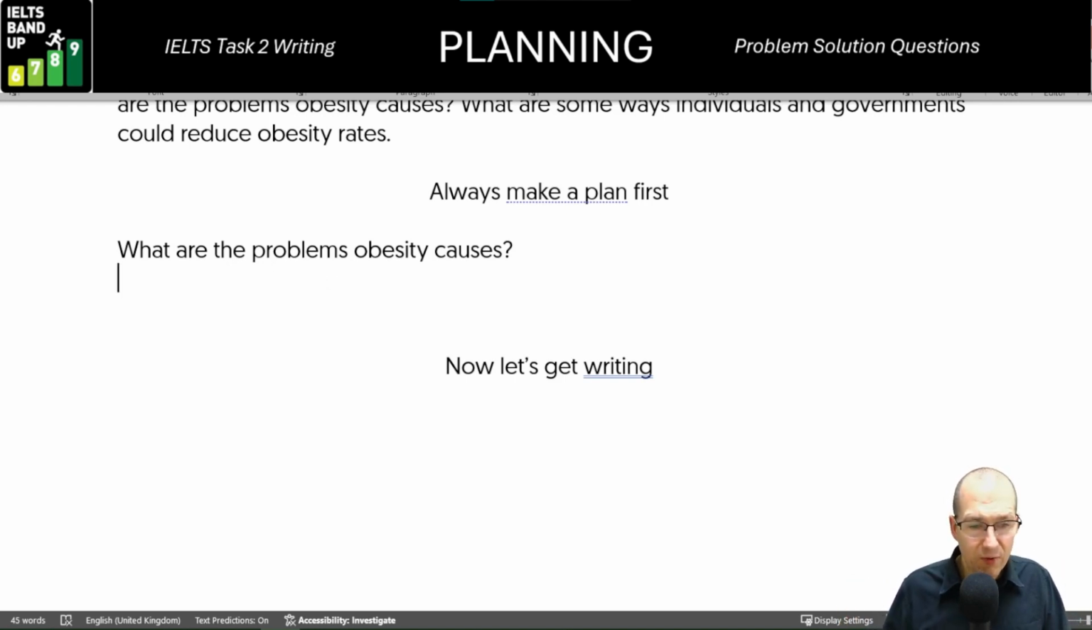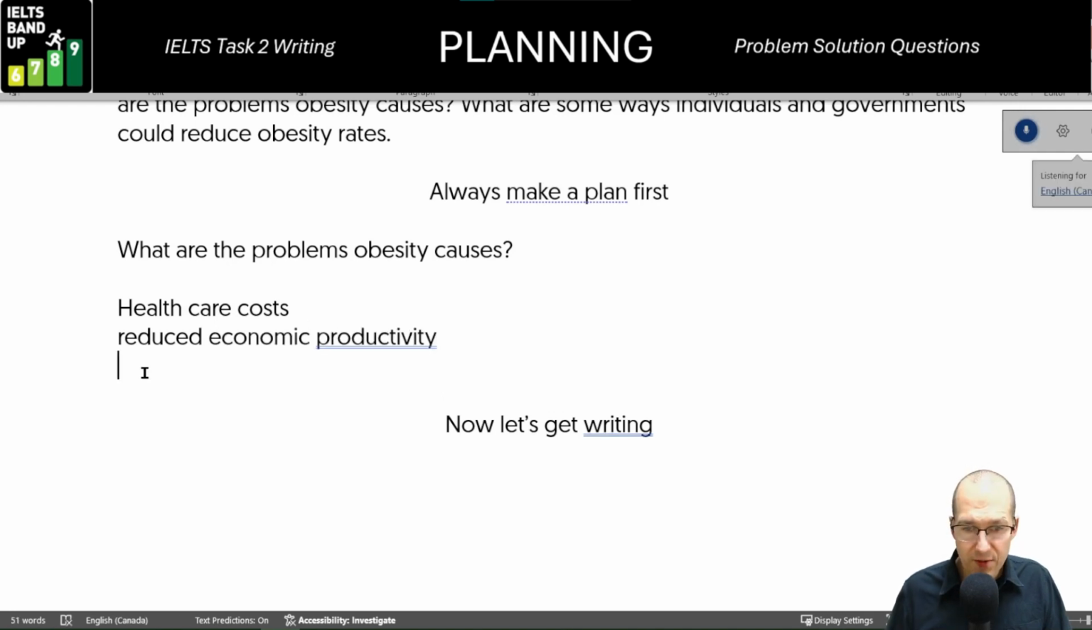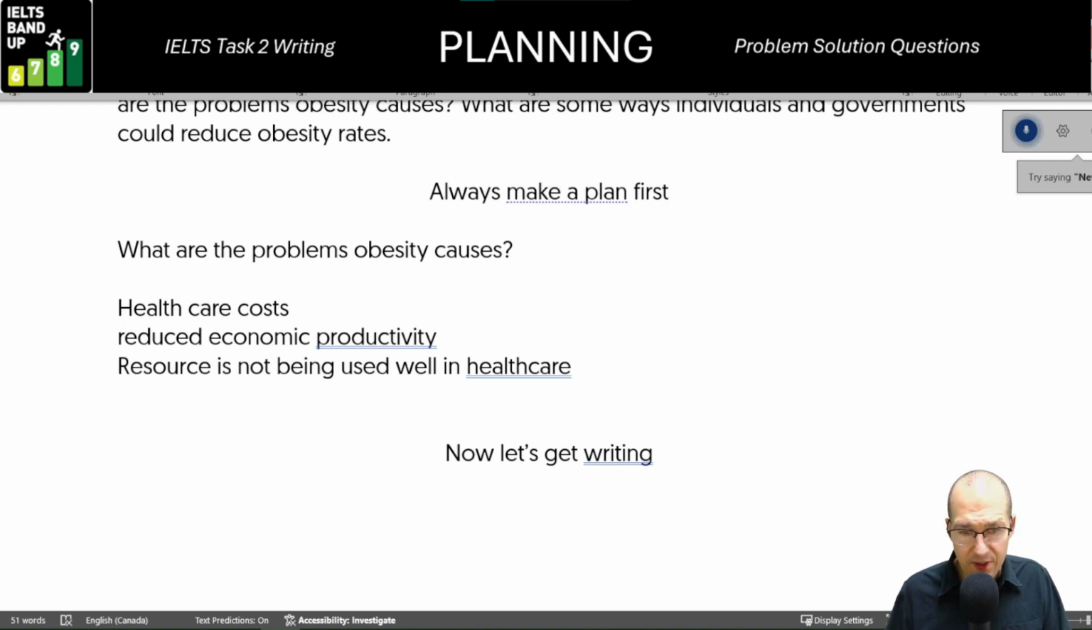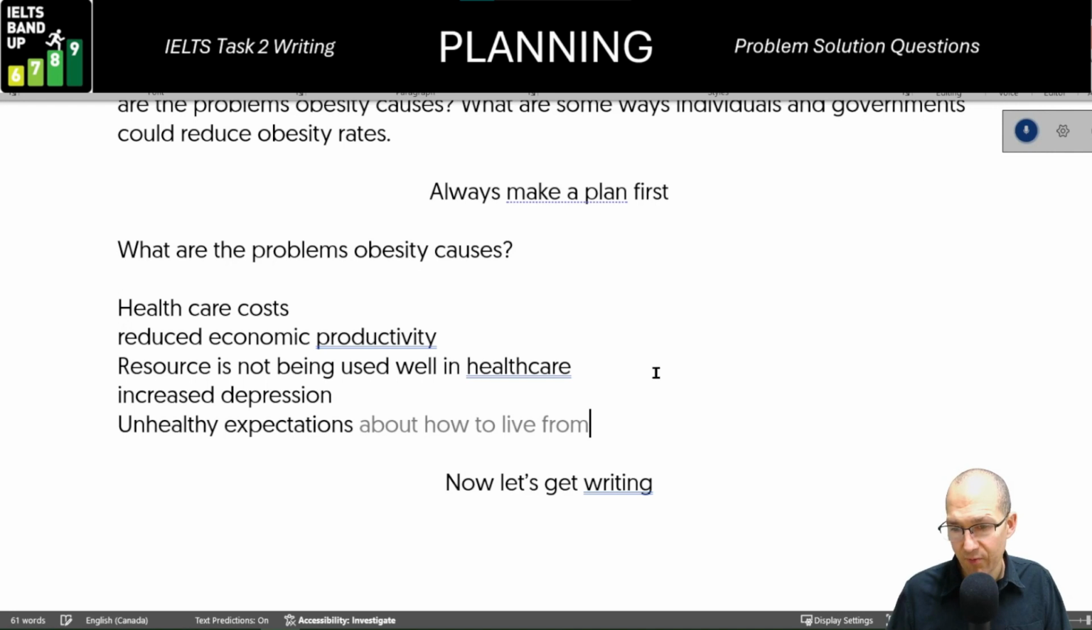And, if we're going to make a quick list of problems it causes, well, we can go with healthcare costs, reduced economic productivity, resources not being used well in healthcare, increased depression, unhealthy expectations about how to live from obese people.